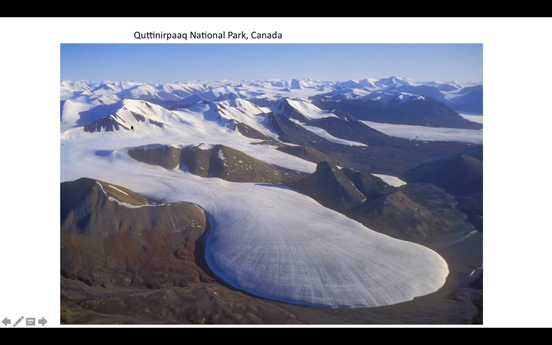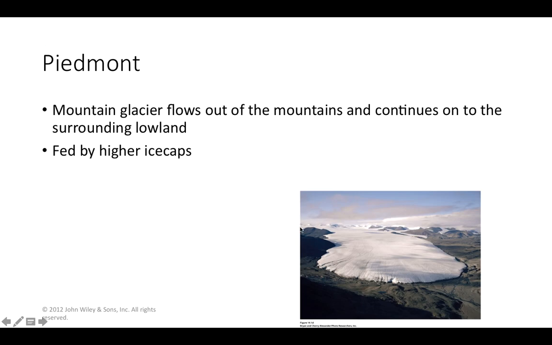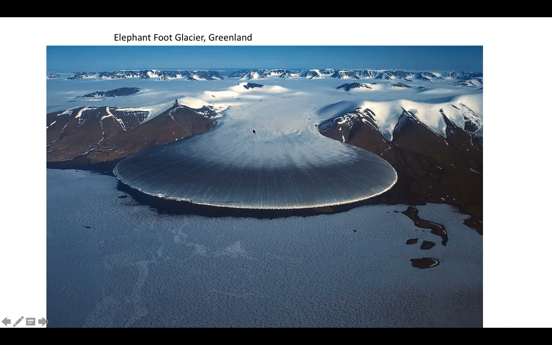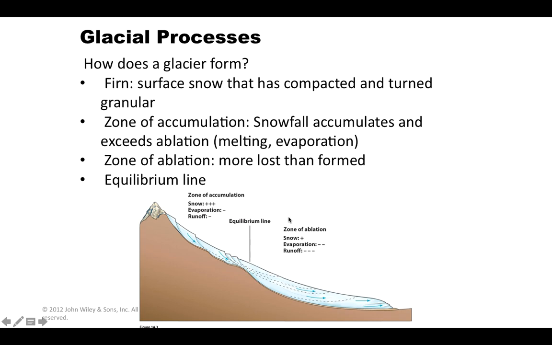There's another one. Once again, you've got the nice larger dome of the ice cap, and then the glacier makes its way down and into the valley. So pretty. So how does a glacier form? Well, we've got the firn. Like I said, the firn is that loose surface snow.